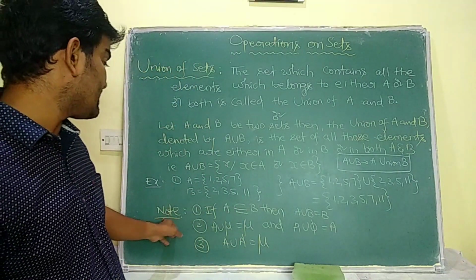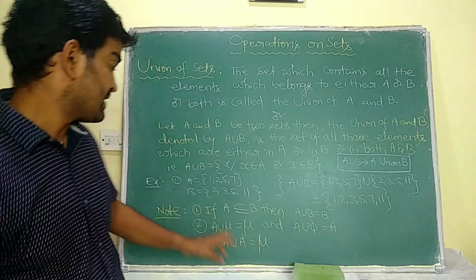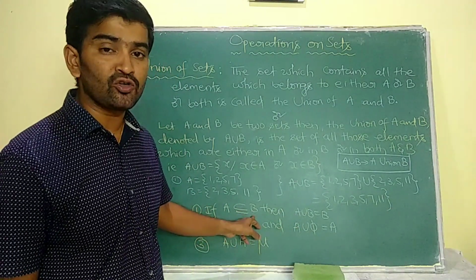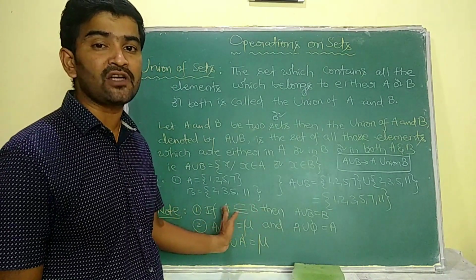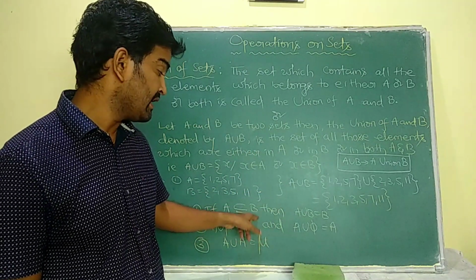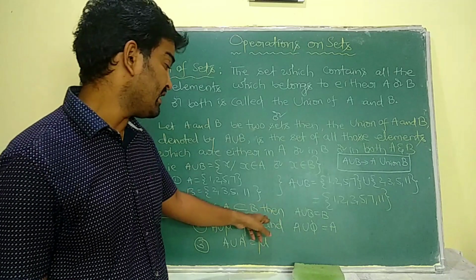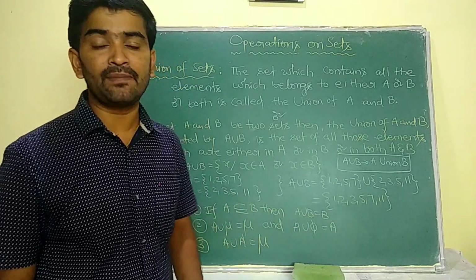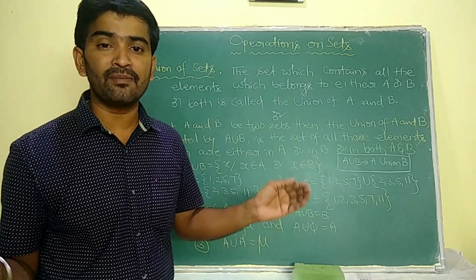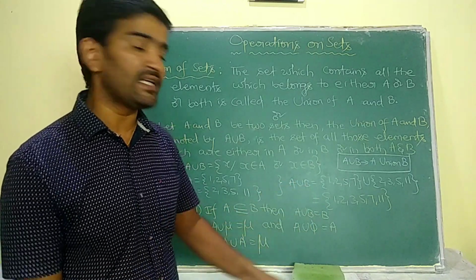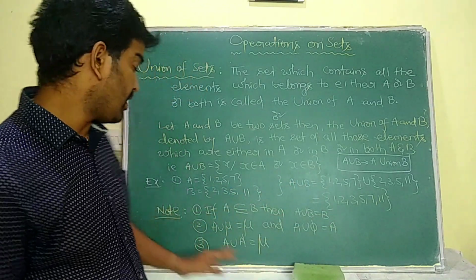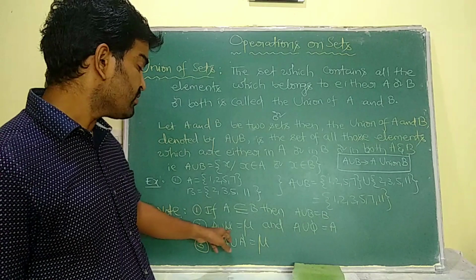Here we are going to discuss the note points. See, if A is a subset of or equal to B, that means all the elements of A are there in B. Now this B set is greater, maybe. So then A union B is always B. Why? Because if I write the elements of A and B together in a new set, definitely I will get B.